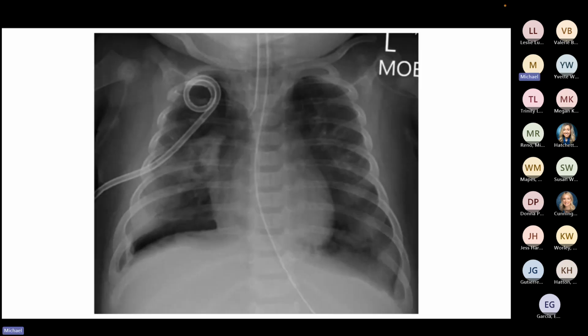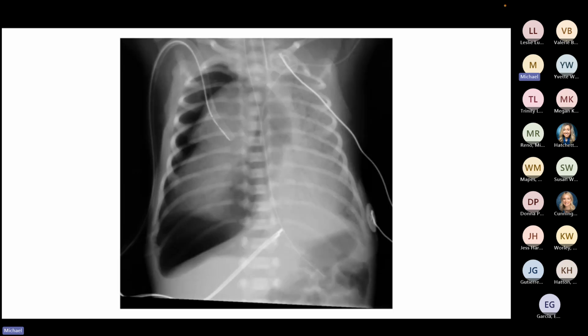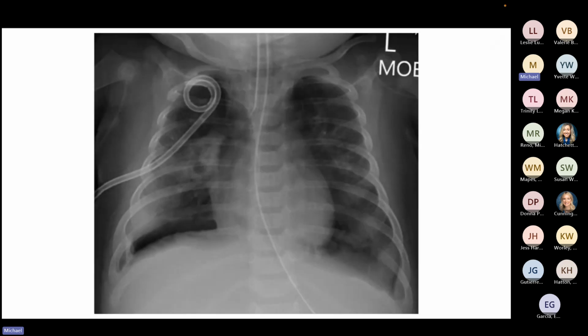I wanted to throw this in because this differentiates the different types of chest tubes that we use. So this is a trocar chest tube. This is what is called a pigtailed chest tube. You can see that there's still some residual anterior and basilar air after placement of the chest tube, but the heart has moved back into the midline.